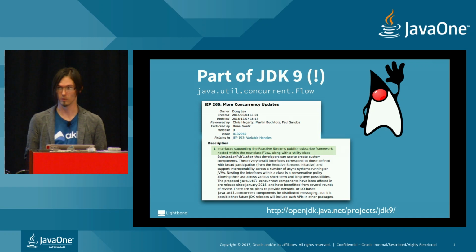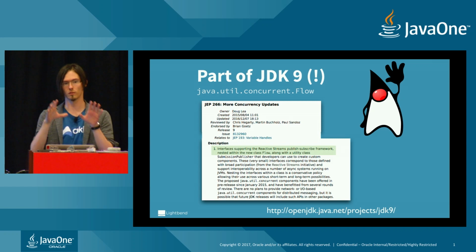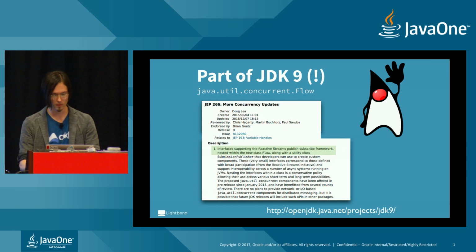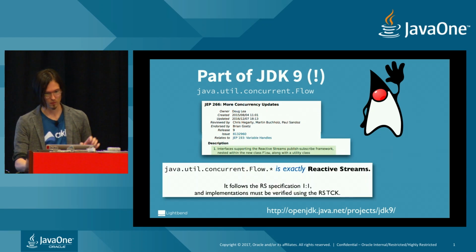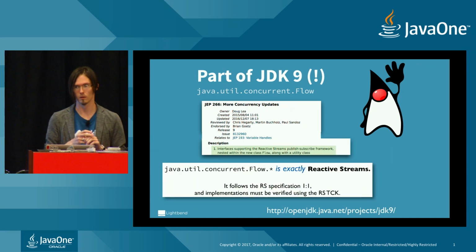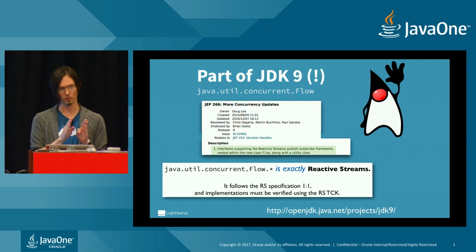But one of them being reactive streams, basically copy-pasted and renamed to java.util.concurrent.Flow. But all of the semantics and rules about how they behave are the same. Remember that. That's kind of an important point. So it's exactly reactive streams, but okay, it's not the exact types.